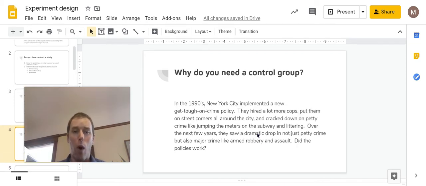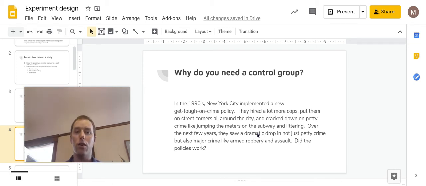An example of why it's important to have a control group. Back in the 90s, New York City implemented a tough on crime policy. They hired a ton more cops. They put them everywhere. They focused heavily on petty crime, things like people who would jump the meters in the subway or litter or graffiti, stuff like that. And it was widely hailed as a success.